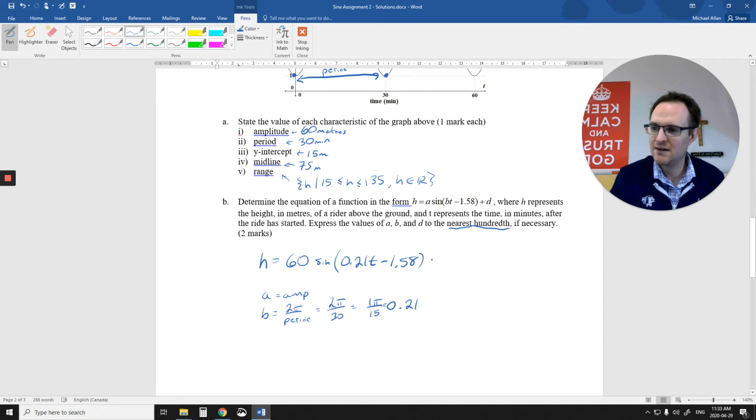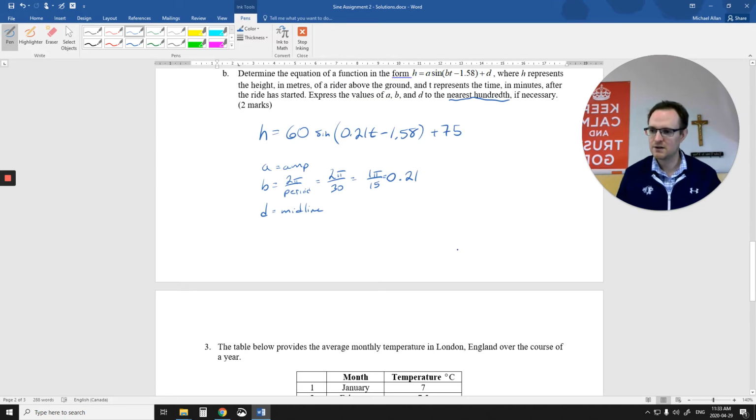I'll use the C value they gave us, and then my midline is my D, right? So my D is my midline, and my midline on this is 75. There we go. We got a nice little equation.